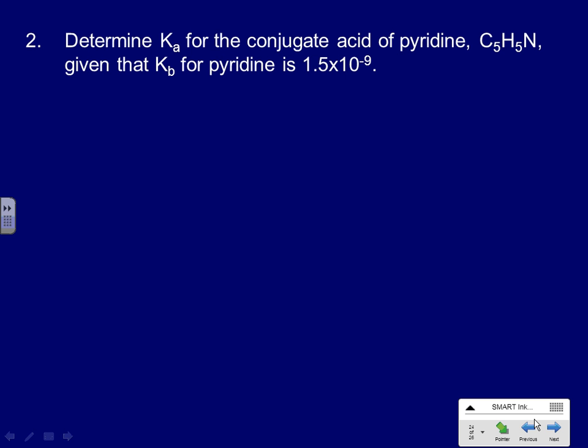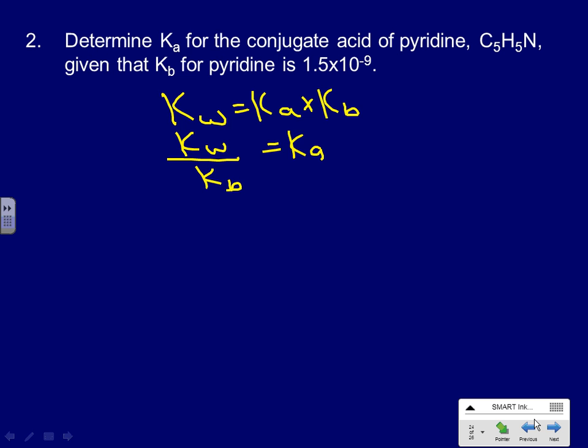So this is just the opposite here. We've got a base, pyridine. We know the Kb is that value. Determine the Ka. And so in this case, Ka is the Kw divided by the Kb that we know. And this is what, 1.5 times 10 to the minus 9.